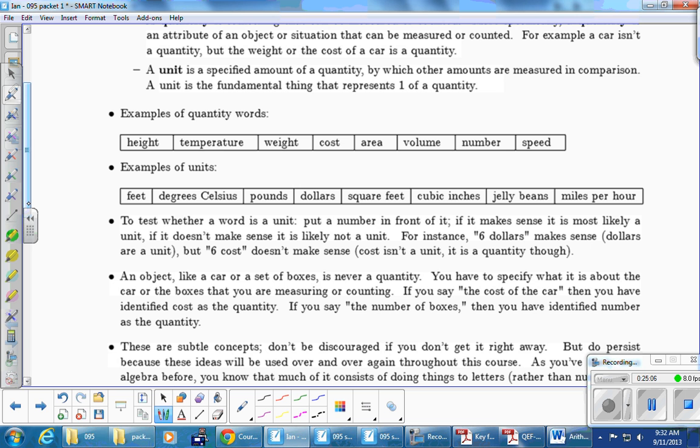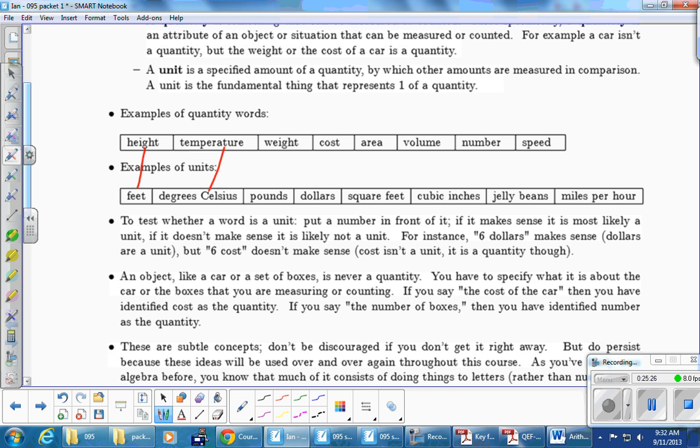I'm just going to highlight something that may or may not be obvious, but these actually kind of go together. So you can measure height in feet. You can measure temperature in degrees Celsius. You can measure temperature in degrees Fahrenheit, right? Those aren't the only unit words, but I just want to point out they go hand in hand across this whole table.